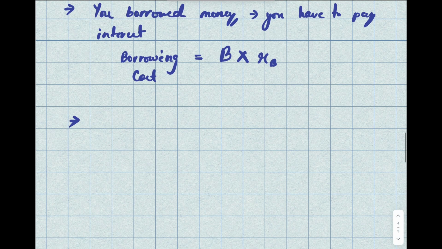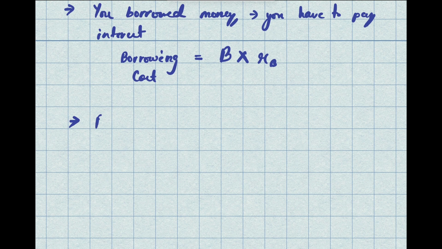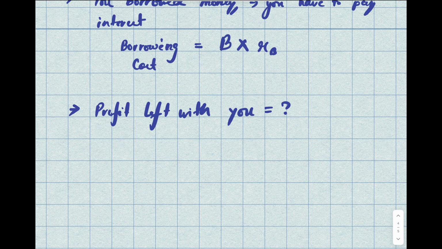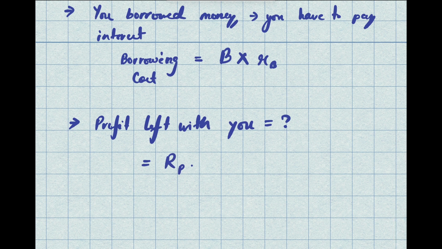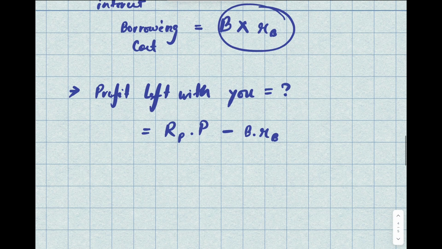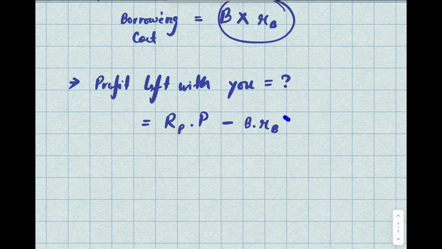So the actual profit left with you would be how much? You generated a total profit on your portfolio of RP into P, right? Minus you have to pay this amount of money as interest to whoever you borrowed from, B into RB. I hope till this point everything is clear. So this is the actual profit which is left with you.